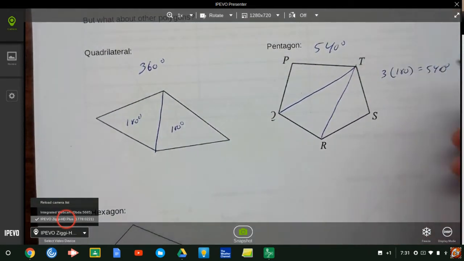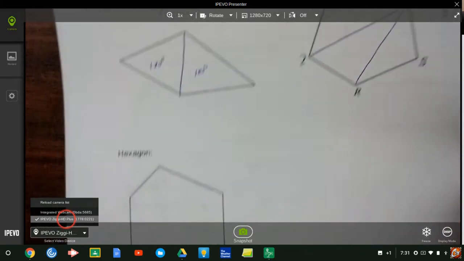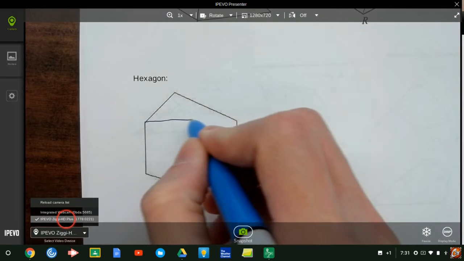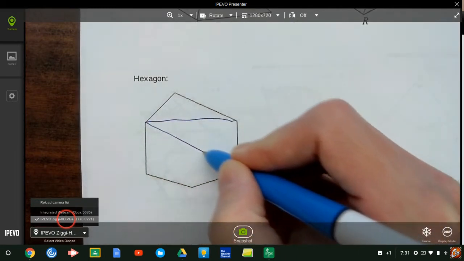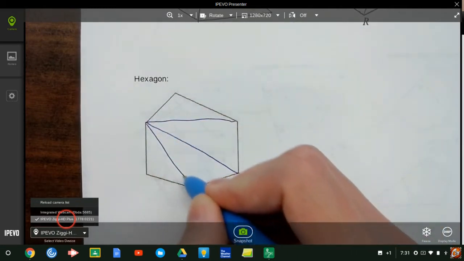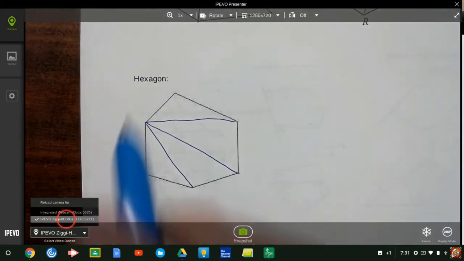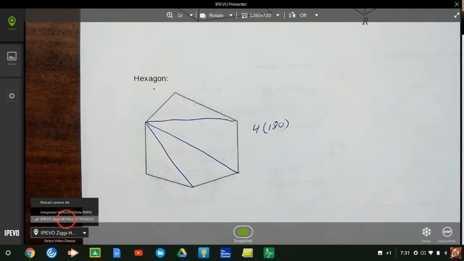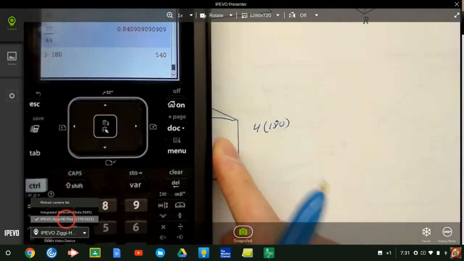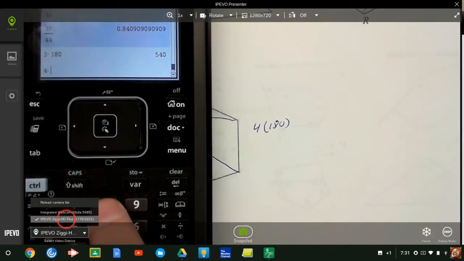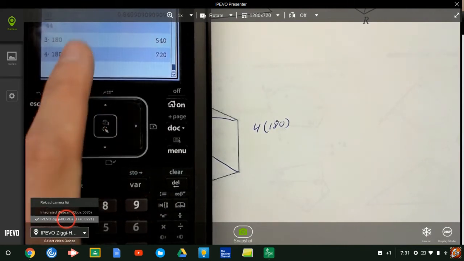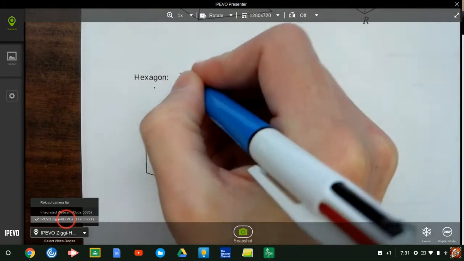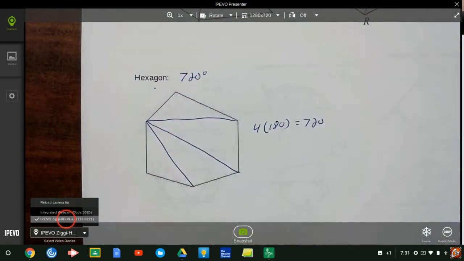And I can keep doing that. Let's say I go up to a hexagon. Well, if I break the hexagon up, there's 1 triangle, 2 triangles, I get 4 triangles. So with a hexagon, I get 4 triangles, each one having 180 degrees. So that's 4 times 180 is 720. So a hexagon is 720 degrees.